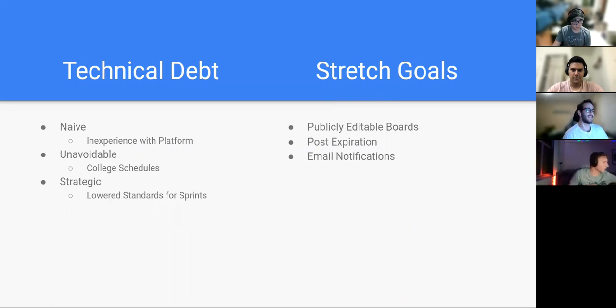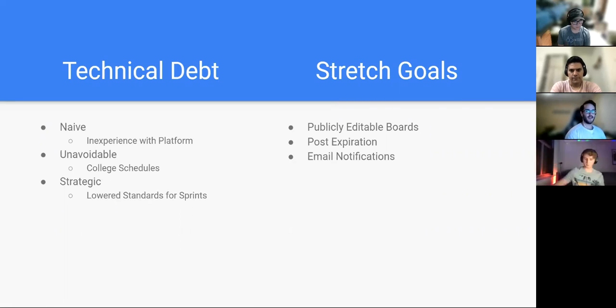Yeah, and so we go to the technical debt and the stretch goals. As you can see in the debt, we have naive, unavoidable, and strategic. When it comes to naive, at least I know for myself, I was inexperienced with the platform, so most of my time was spent learning it. I know most of us weren't experts at Firebase or React. We could have been experts in one, but not all of them.